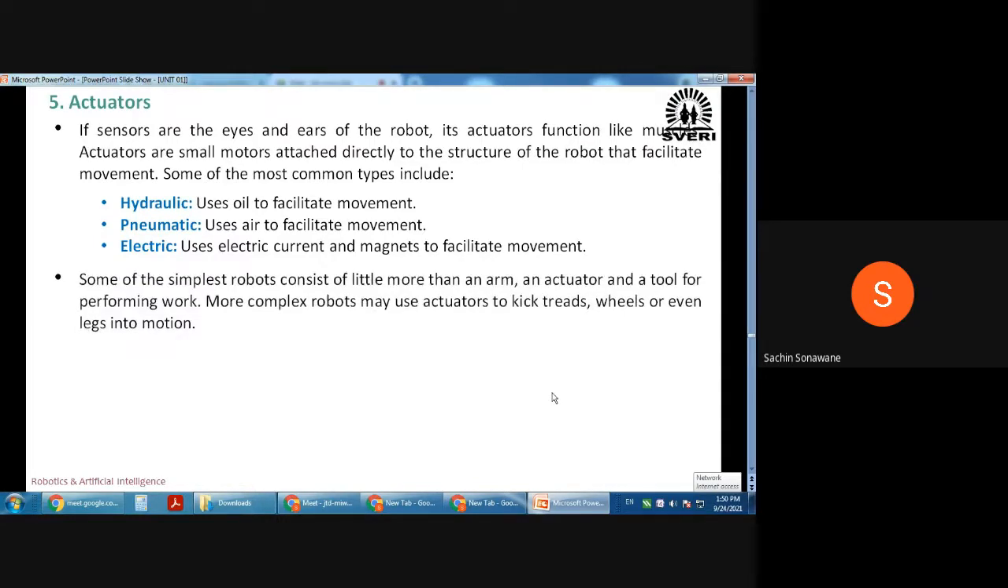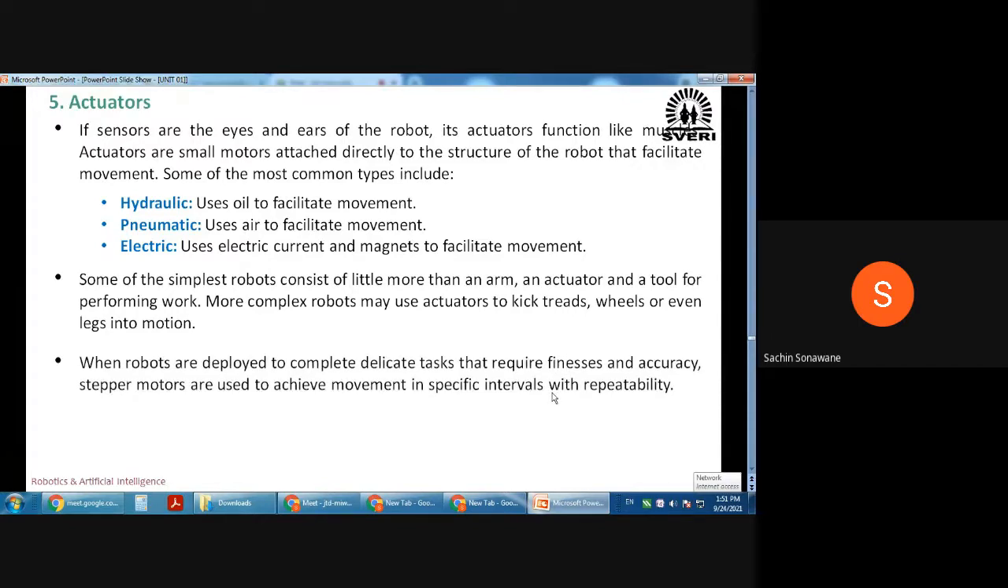Some of the simplest robots consist of little more than an arm, an actuator, and a tool for performing work. More complex robots may use actuators to kick treads, wheels, or even legs into motion.